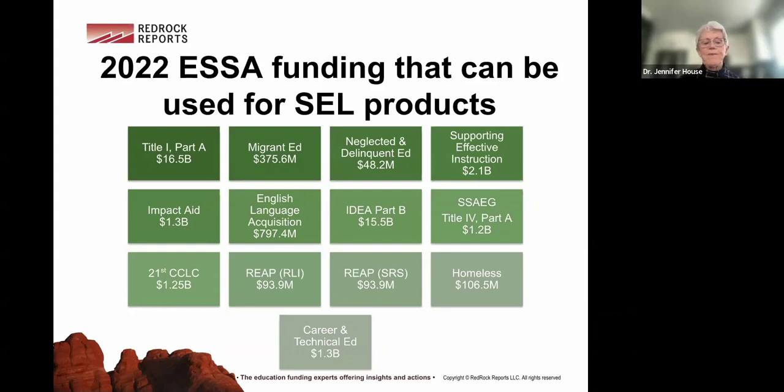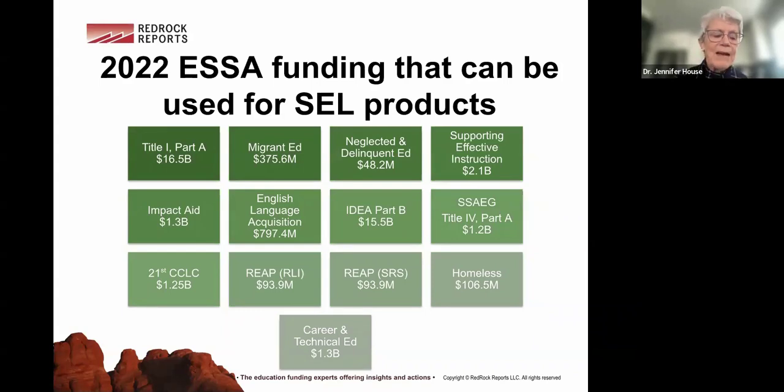ELA, definitely for your immigrant students, and that could be even immigrants from the Ukraine. That Title III money can be used for that. IDEA, that's your special ed, 15.5 billion. Title IV-A, Part A, remember, that's safe and healthy. 20% of that can be used for safe and healthy schools. So it's called out specifically.